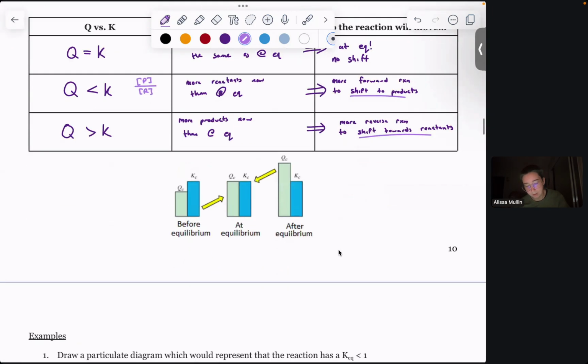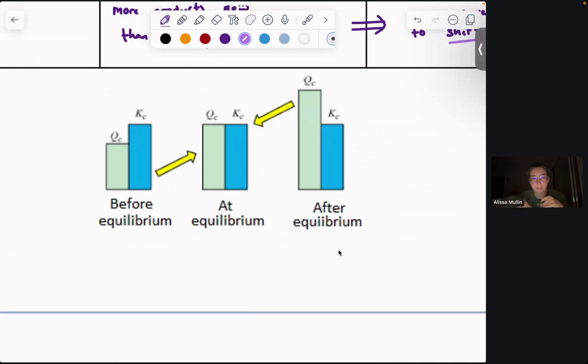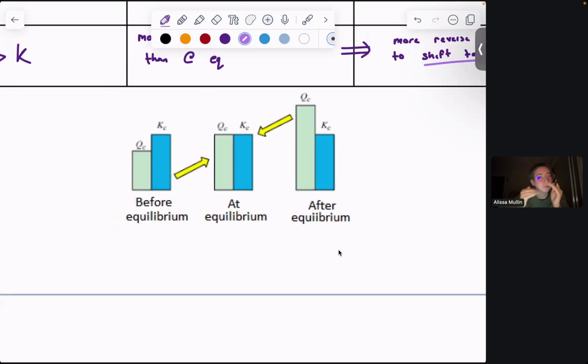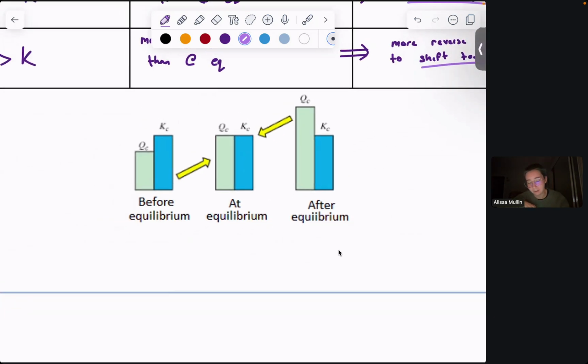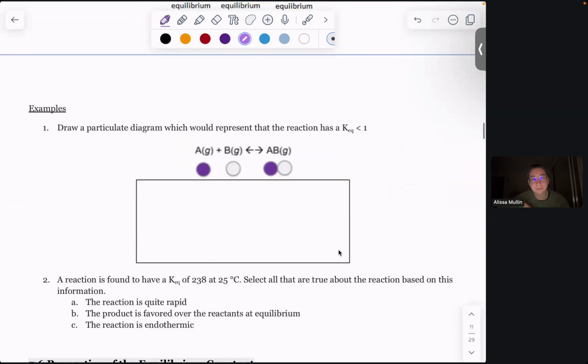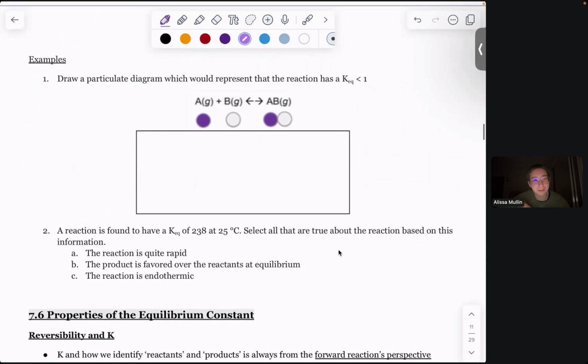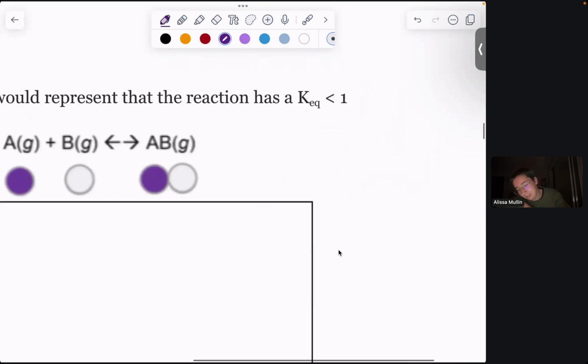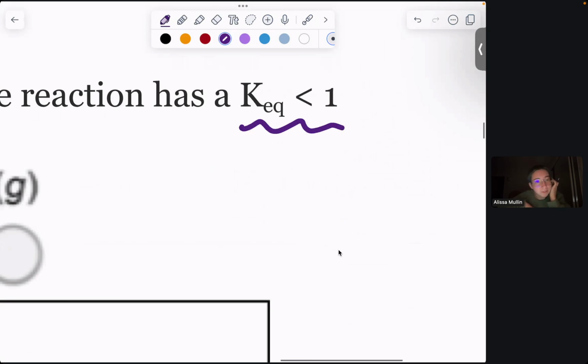Sick. So yeah, like that visual shows, at equilibrium, K and Q are equal. And you're going to have to shift in order to get your Q to get to that ratio of K. Anyway, again, try these two examples, see if you can do it. Think about what information you're given here about your reaction. What does K tell you?